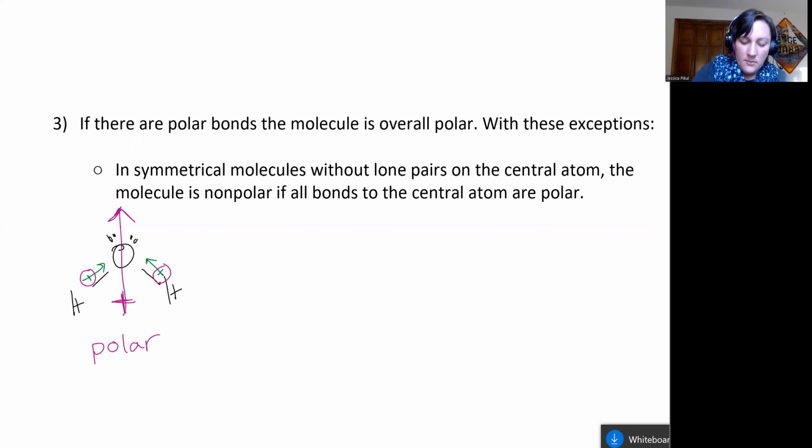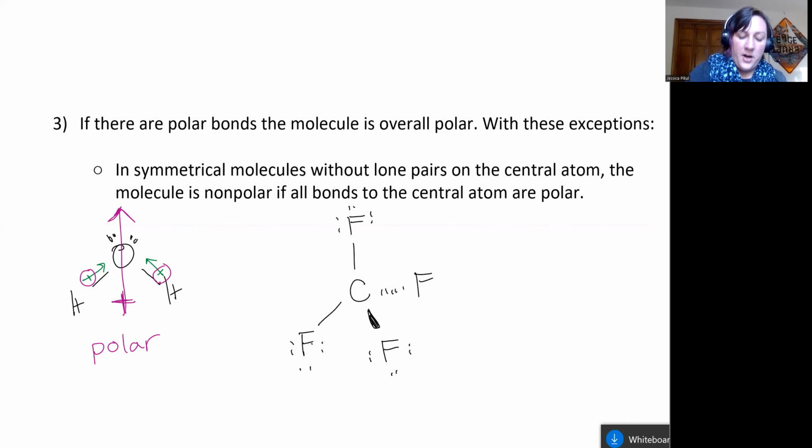So let's look at something like carbon, which usually has 4 bonds to it. So it has a lot of symmetry, right? There's no lone pairs on a carbon. So if we had, let's say, something that was more electronegative than carbon, like fluorine, all the way around it, with lone pairs. Let's walk through the process for this.